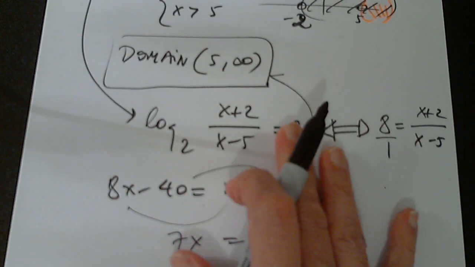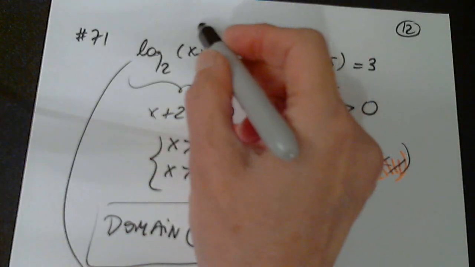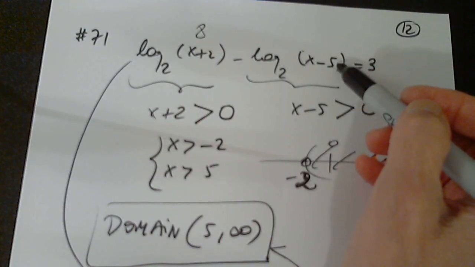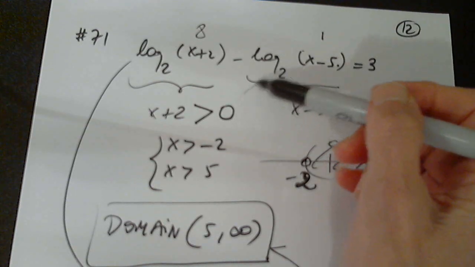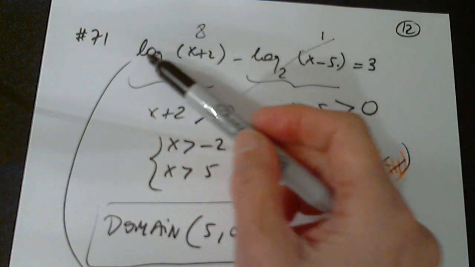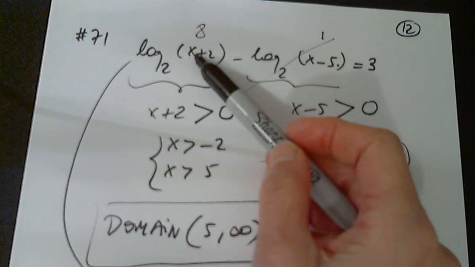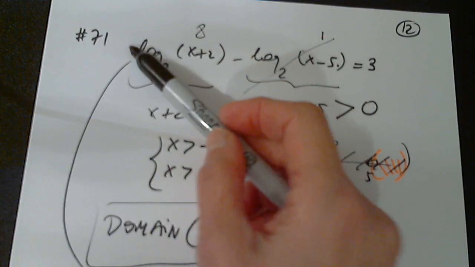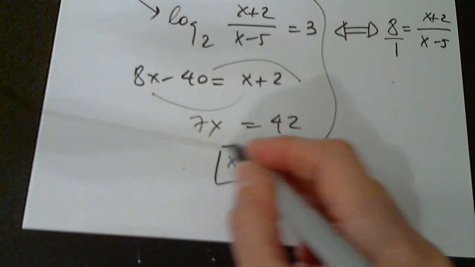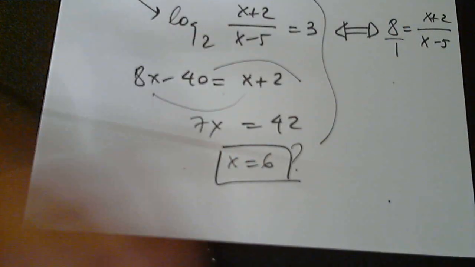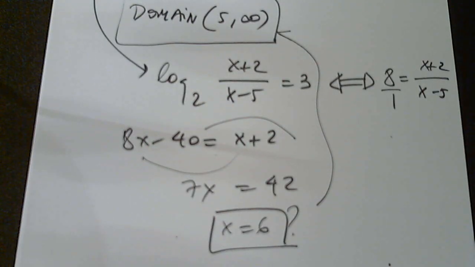You still want to check? We can check. 6 plus 2 is 8. 6 minus 5 is 1. Log base 2 of 8 is indeed 3, because this is 2 to the third, and I bring the power in front. But for me, it's easier to state the domain and check against the domain, because I may forget to go back and check. But if I have the domain in front of me, most probably I will not forget to check.